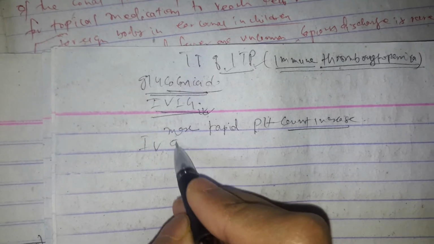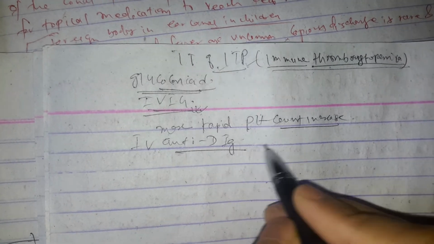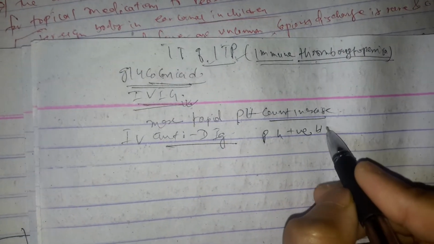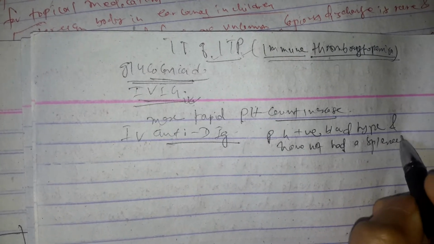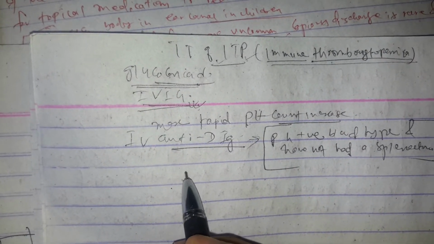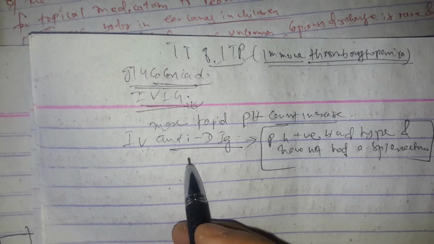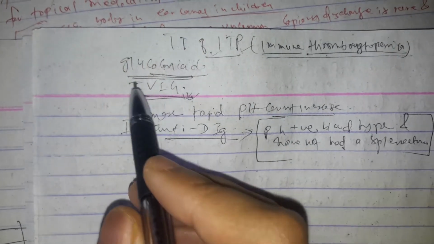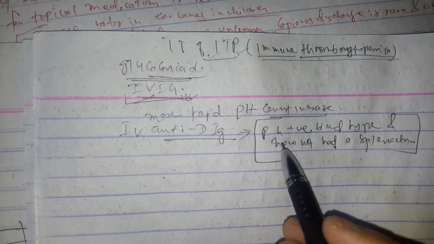And IV anti-D immunoglobulin may be effective in patients who have Rh positive blood type and have not had a splenectomy. Okay, the spleen is required for its function, that's why. And the patient should be Rh positive, then only IV anti-D immunoglobulin is effective, okay. Anti-D immunoglobulin is an alternative to conventional IVIG for patients whose RBC are Rh positive, okay.